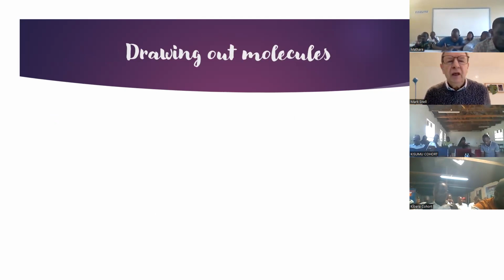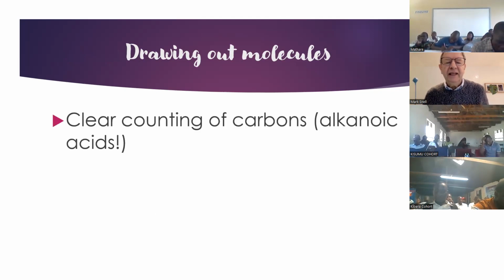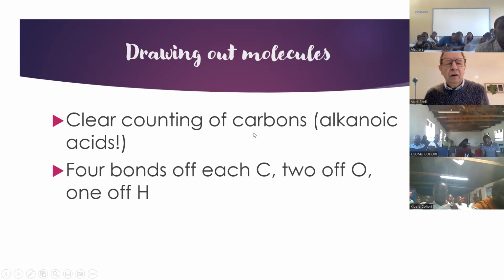Firstly, in drawing out molecules, something that they forget is counting. They often mess up the counting. So with alkanoic acids, they think, oh, it's 3 carbons, so they go CH3, CH2, CH2, and then COOH. Oh, hang on, no, that's butanoic acid. It's 4 bonds off each carbon, 2 off oxygen, 1 off hydrogen, every one of them.